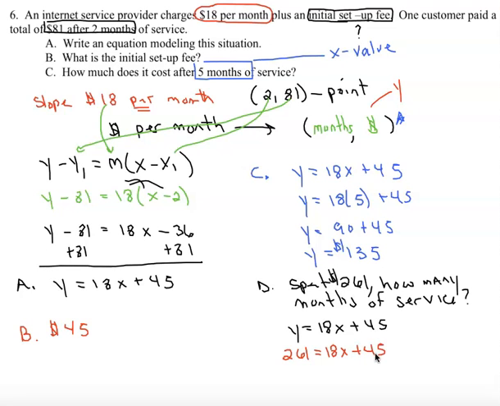And then I'm simply going to take that 261 and subtract the 45 from there. And I get 216 equals 18x. And then divide both sides by 18 here. And I get x is equal to 12. 12 what? 12 months of service.